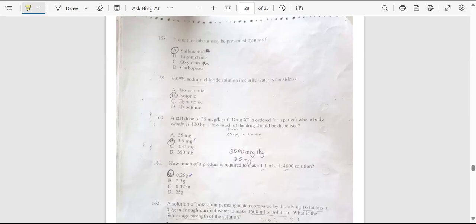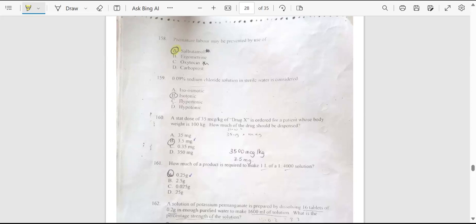Carboprost, this one is just a sister to misoprostol. It's a prostaglandin. So it can also be used for postpartum hemorrhage, and even to induce labor because it can induce uterine contractions. Someone is also saying that carboprost also can cause abortions. Yeah, I agree with that.